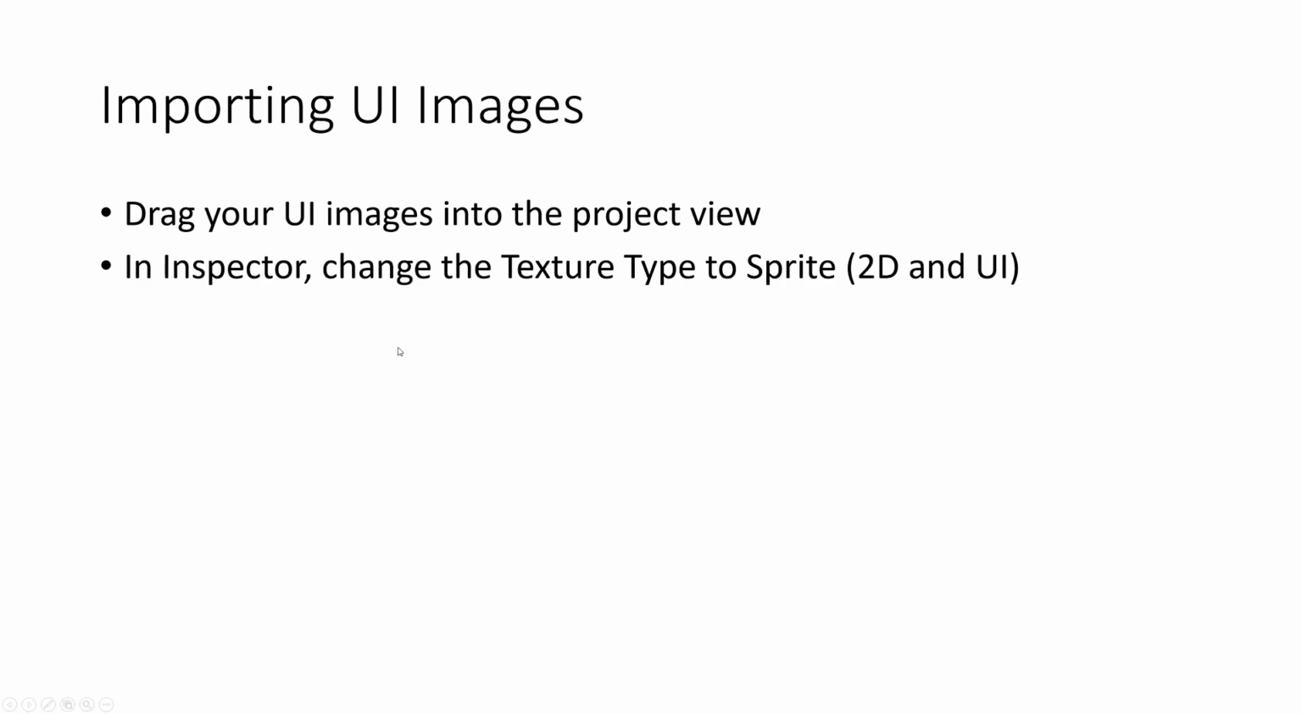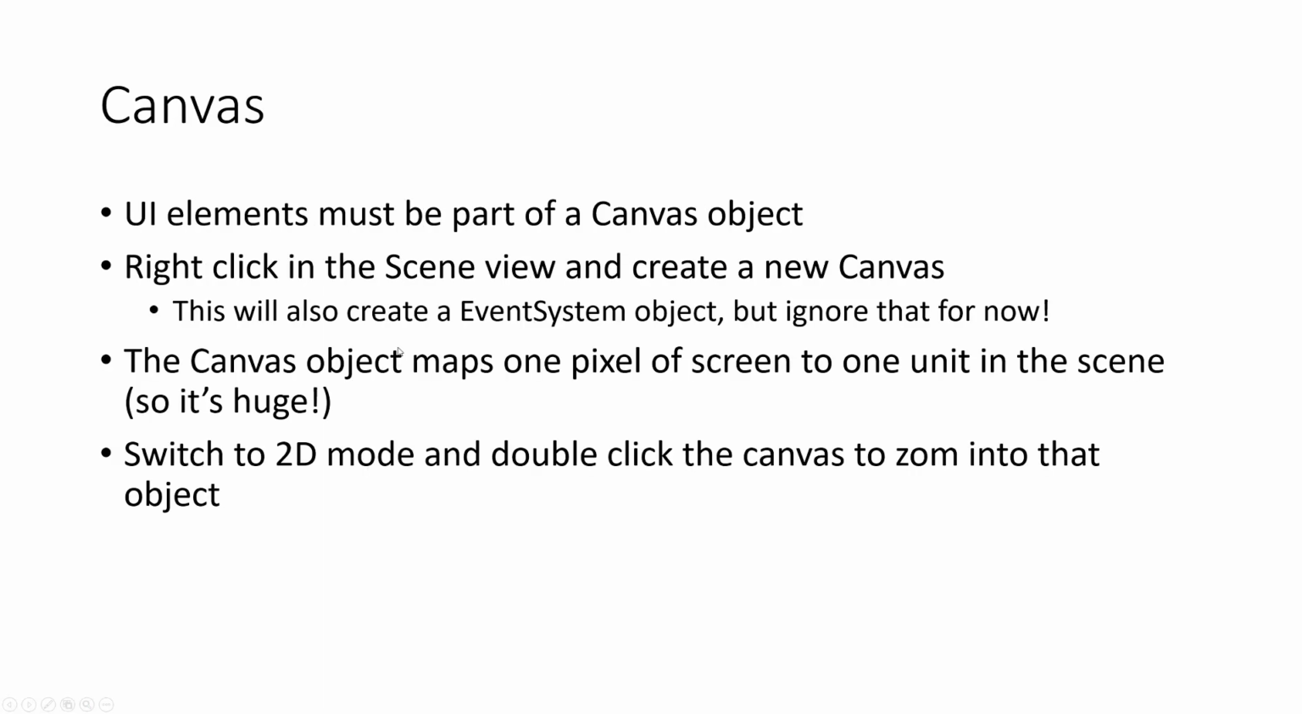So that's pretty straightforward. You just drag them in and you change the types. Easy to go. Alright, so this is something that's a little odd. No, it's not odd actually. UI elements are part of what's called a canvas object. So you create a canvas object, and that is actually what you lay out your UI elements on.